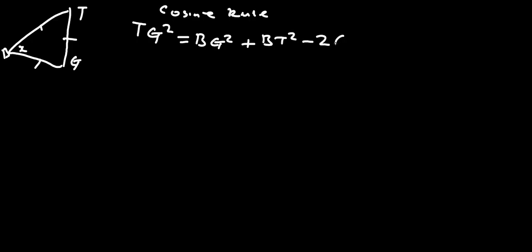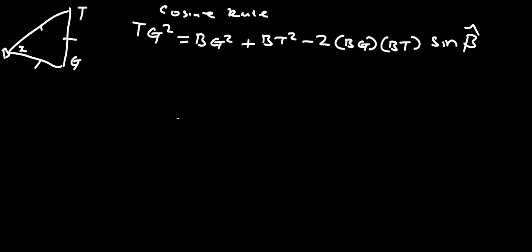So our TG, we're going to use the cosine rule. So the TG squared equals the BG squared, plus the BT squared, and then minus 2 into the BG, and then the BT, then sine of angle, sorry, just want to confirm everything. So we need to express this in terms of t, so it is going to be the sine of angle B.